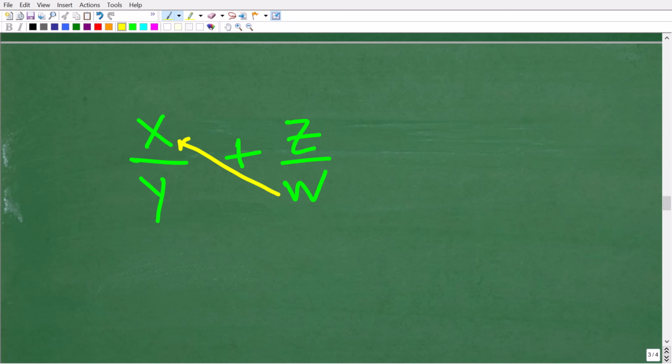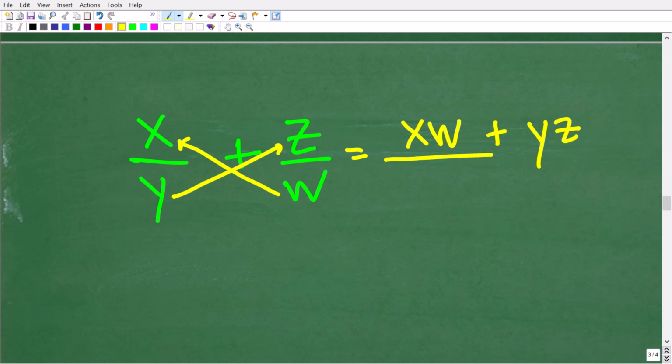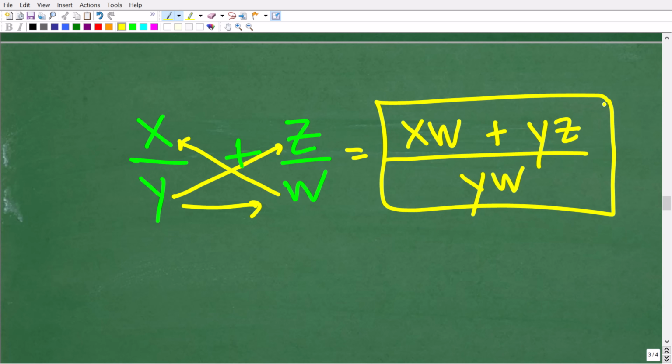So that would be what? Well, that's w times x, and w times x in algebra we can write as xw. Then we put a plus sign and go y times z, which we can write as yz, over y times w, which would be our denominator, and this is the correct answer. So you have to know this bow tie method, not only for arithmetic, but for algebra as well.